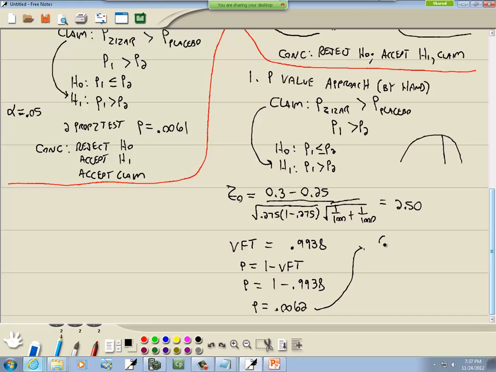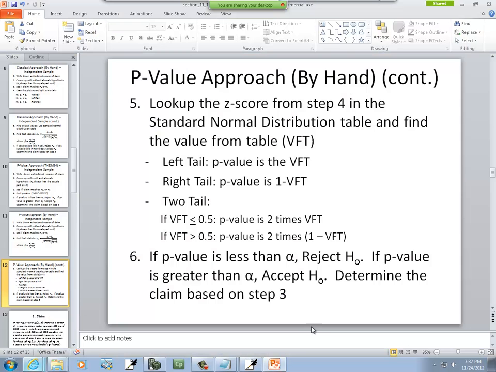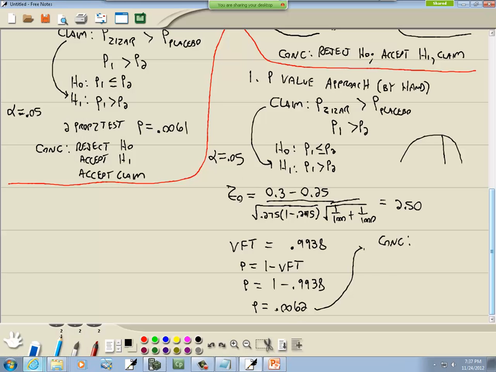So for a conclusion, we've got our p-value. Remember, alpha is still 0.05. This says if p-value is less than alpha, you reject H0. So we're going to reject H0, which means we'll accept H1. And since our claim matches H1, that means we'll accept our claim.